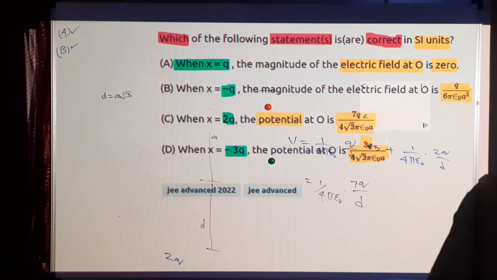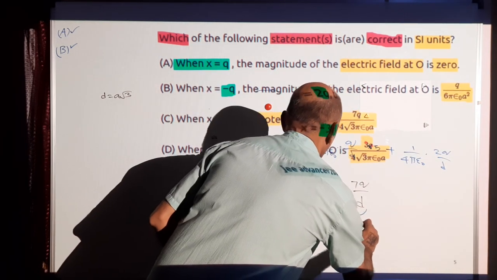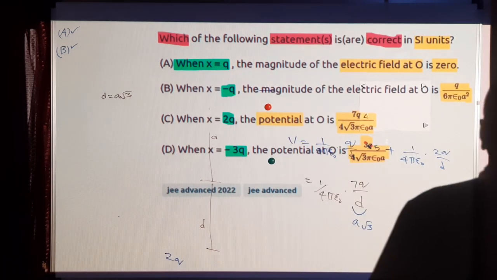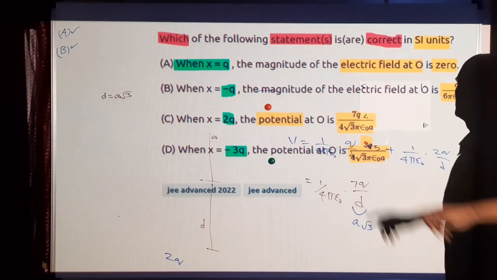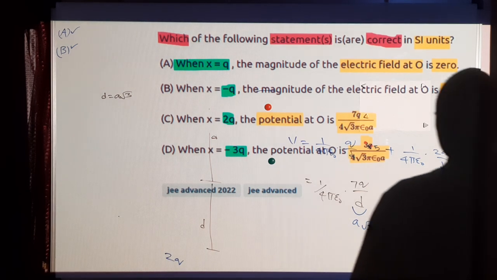So the numerical factor is 7 by 4, and then D has to be written in terms of A. So D is A into root 3. So the numerical factor is 7 by 4 root 3, and then pi epsilon naught Q by A. So C is also true.